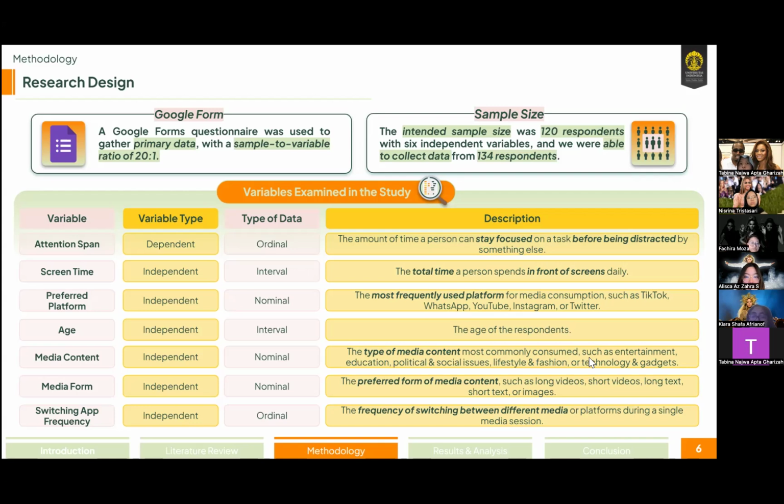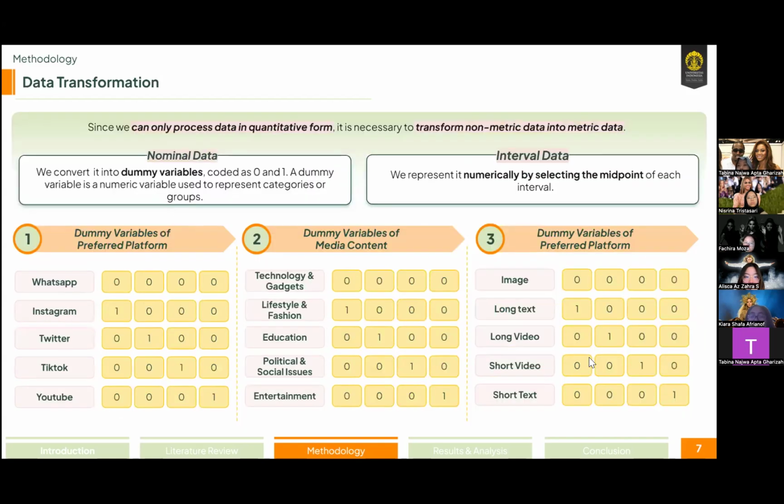In the data transformation step, we transform the non-metric data into metric data. For the nominal data, we convert it into dummy variables, and for the interval data, we represent it numerically by selecting the midpoint of each interval.